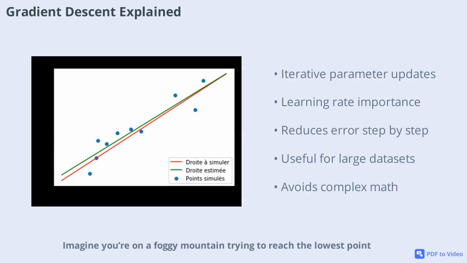Imagine you're on a foggy mountain trying to reach the lowest point. Gradient descent works by taking small steps in the direction that reduces the error the most. Starting from an initial guess, it updates the parameters step by step using the slope of the cost function. The learning rate controls how big each step is.